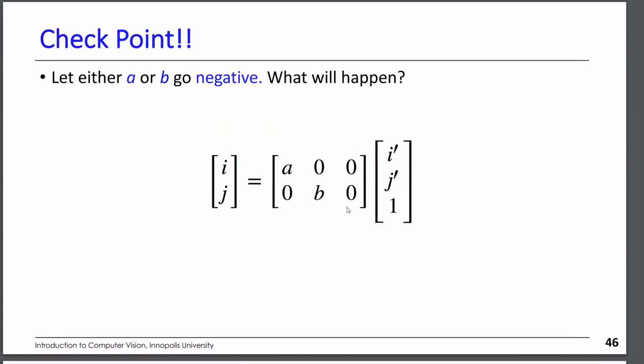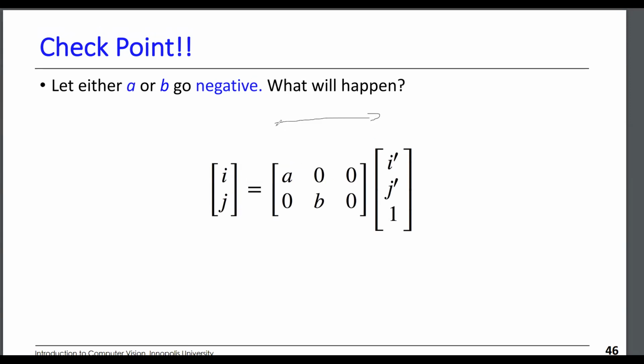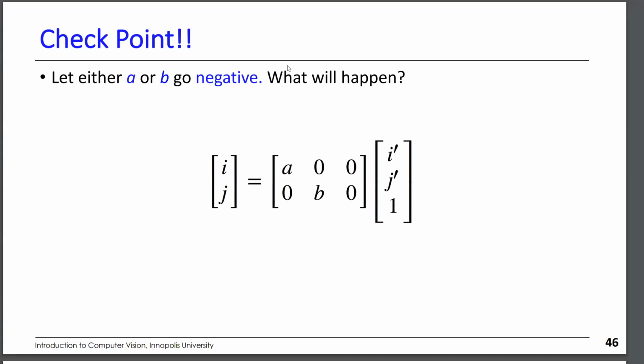Checkpoint. Let A or B go negative. What will happen if these two get negative? Can you tell me? It will be mirrored. Someone else try? Right, so basically it goes this way if it's positive, and it goes this way if it's negative, right? Do you agree with your friend or no? Just think of it, right?